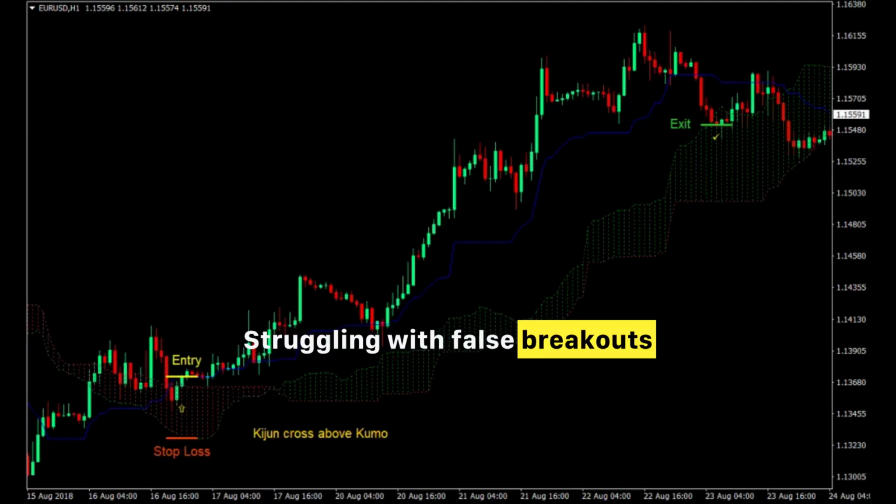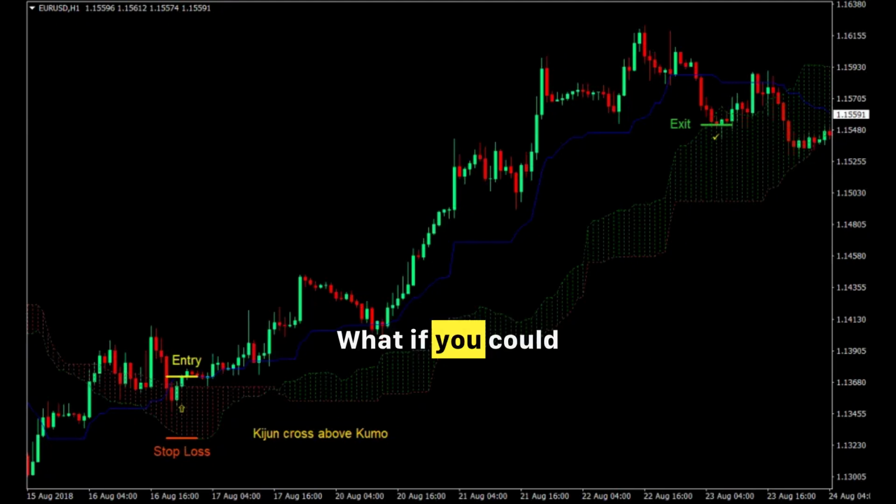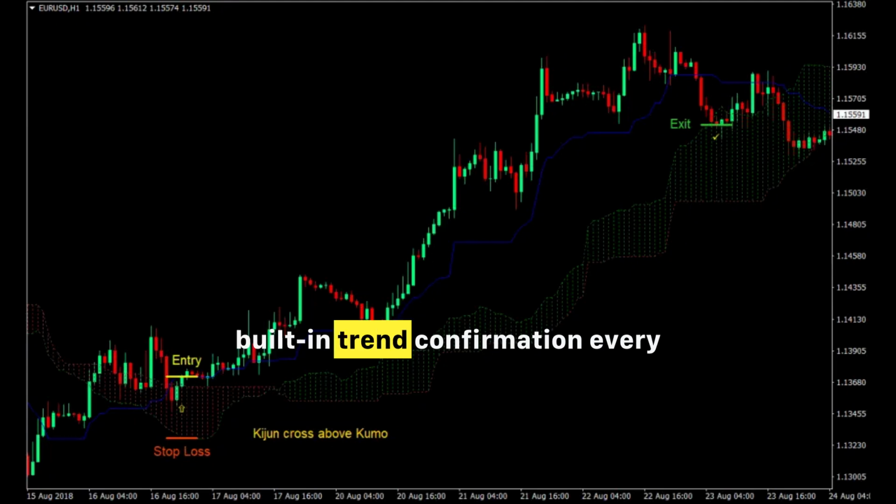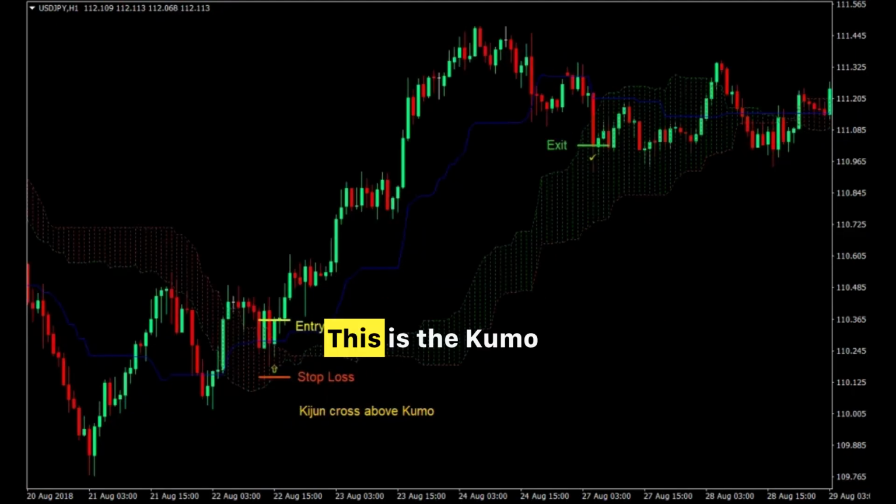Struggling with false breakouts and choppy markets? What if you could trade breakout zones with built-in trend confirmation every time? This is the Kumo Cross Trading Strategy, a trend-based system using the Ichimoku cloud, especially the Kumo cloud and Senkou Span crossovers, to time entries.